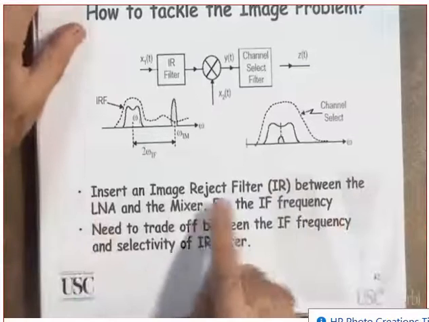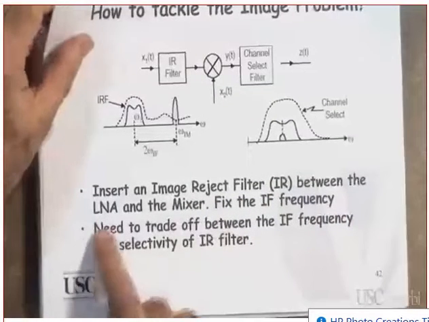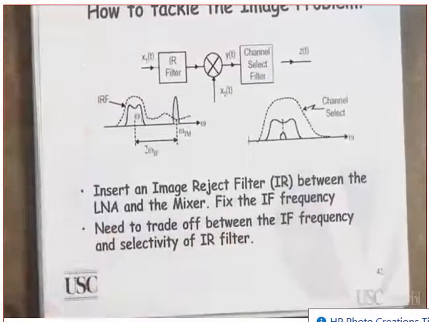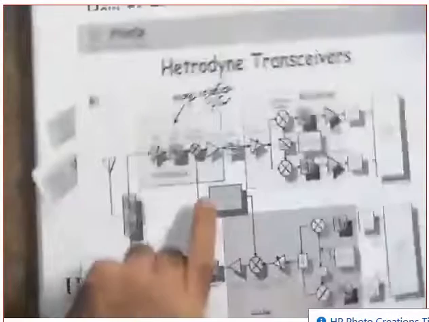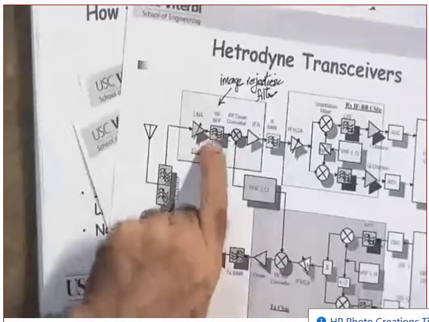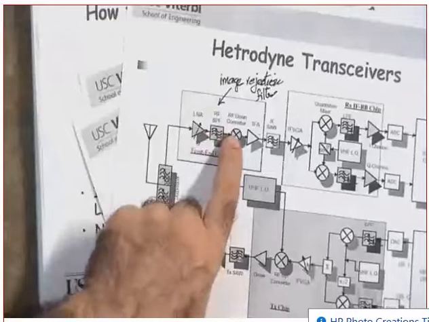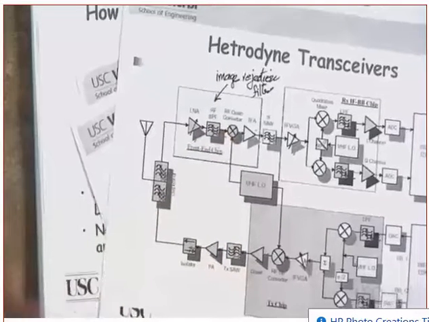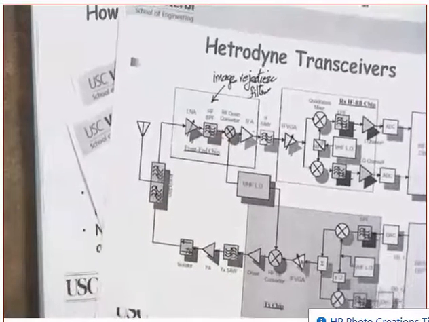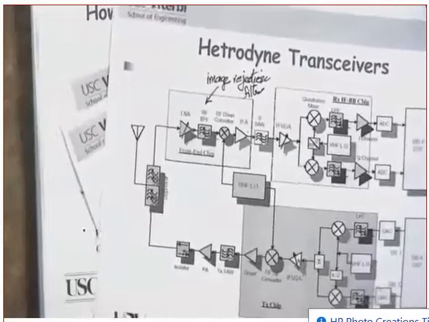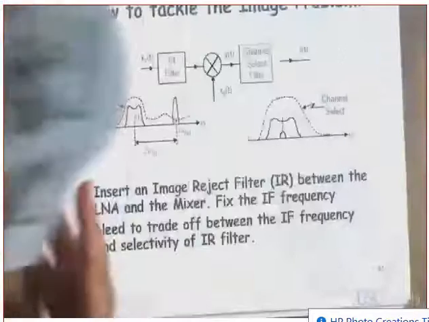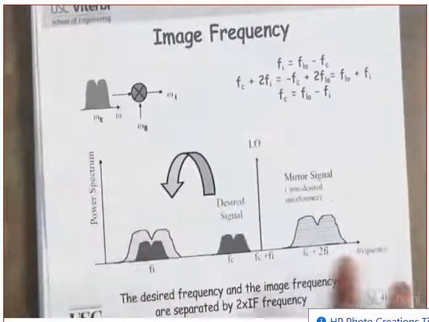So insert the image reject filter, IR, between the LNA and the mixer. Where does it go? One more time. Where is it here? Here, this one. It's between the LNA and the what? Mixer. Before you mix it. After you mix it, it's too late. You understand that it's too late? After you mix it, it's already overlapped in the band.